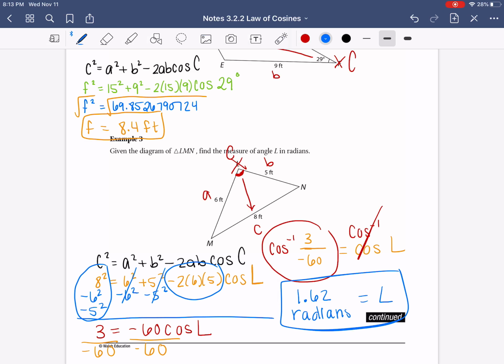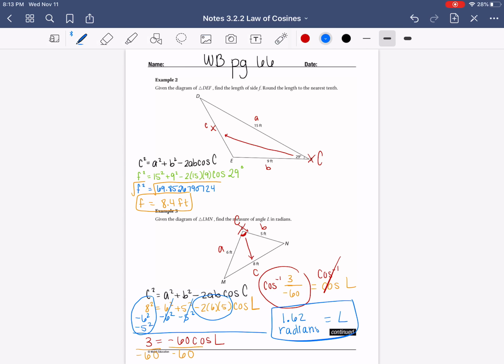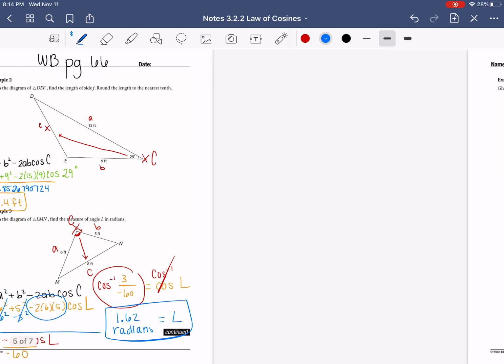Okay, so to recap, the difference between example 2 and example 3 is that in example 2, you are finding a side. When you were finding a side, we used the calculator, typed it all in, took the square root, it was easy. With example 3, we were finding an angle, and when you're finding an angle, you have more work to do. You have to subtract the squareds over, multiply the pieces in front of your cosine, divide by what was in front of cosine, and then take the inverse. Okay, we have one last example.